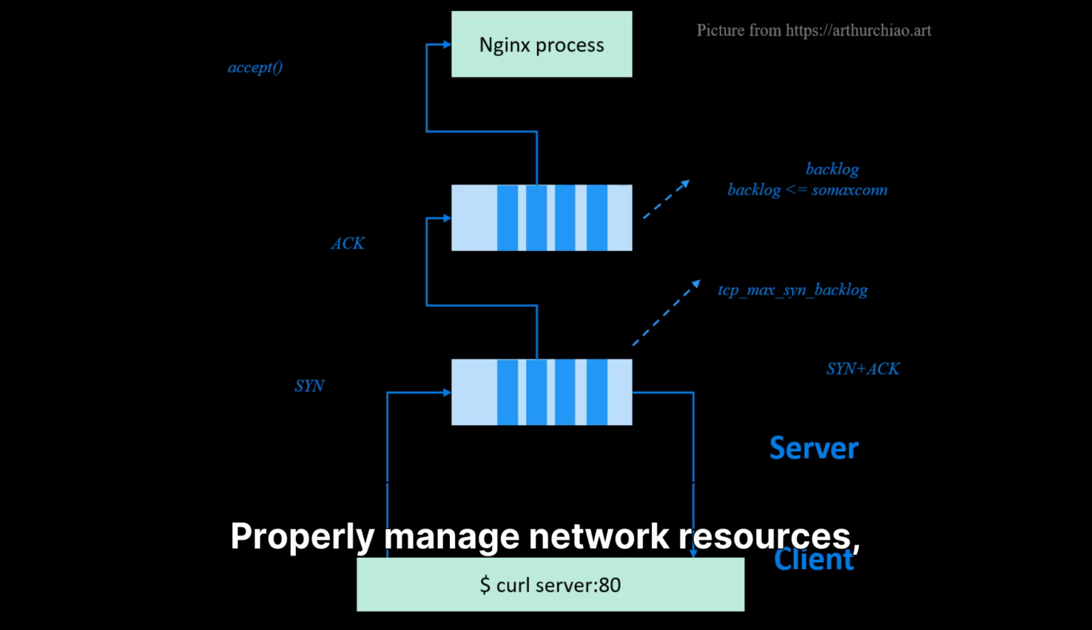Properly manage network resources, such as sockets and connections, to avoid leaks and ensure efficient system use. Always ensure connections are closed and resources are disposed of when no longer needed, preventing your application from consuming excessive system memory or network ports.